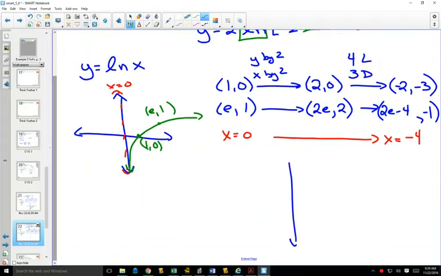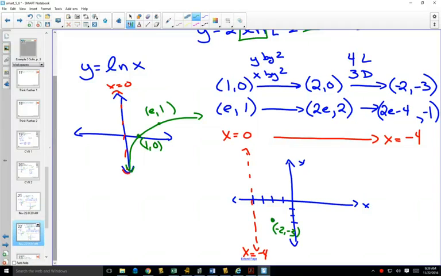So now when graphing this, start with our asymptote at x equals -4. Start with a point that's nice, -2, -3. Now, how are we going to graph 2e minus 4? Well, we're going to have to do a little bit of estimation. Do you remember what e is approximately? 2.7 blah, blah, blah, blah. 2.7 is enough for an estimate.